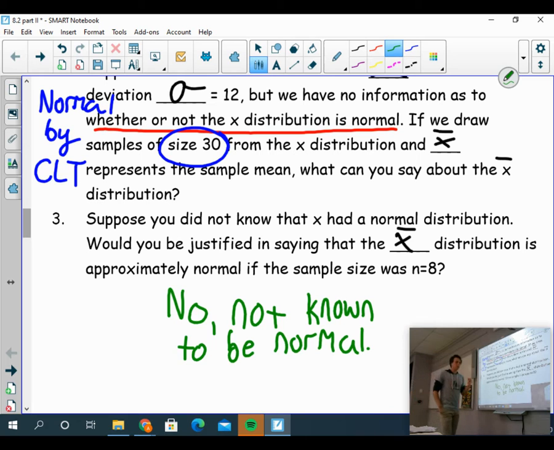In every problem we want to solve, we first need to determine if the distribution of sample means is normal. We have 2 ways of doing it. Theorem 1: the population is normal, so the distribution of sample means is normal. Or theorem 2: the distribution of sample means is normal because the sample size is greater than or equal to 30. Okay, that's the first piece of this.